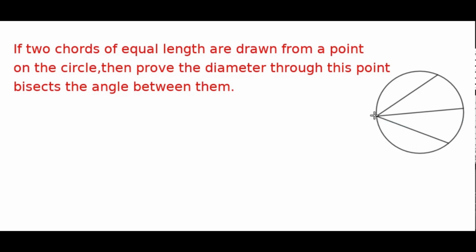If we draw a diameter through that point, we have to prove that the diameter bisects the angle between them. That means this total angle will be bisected. This diameter means we have to prove these two angles are equal.